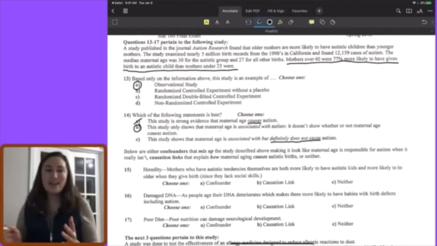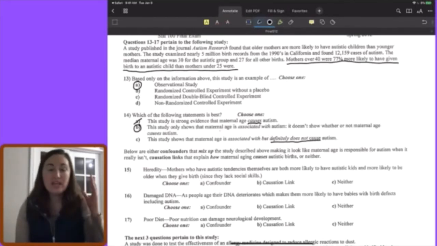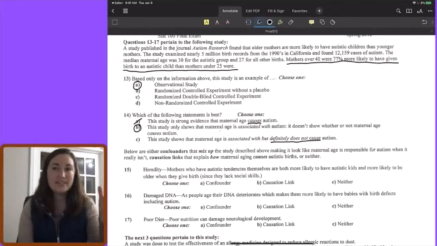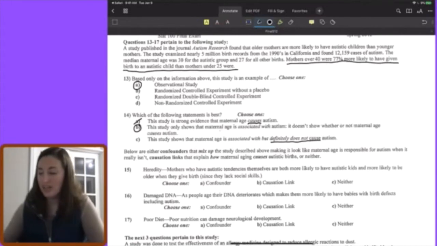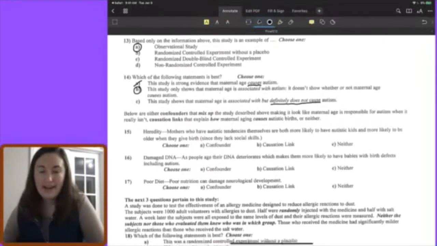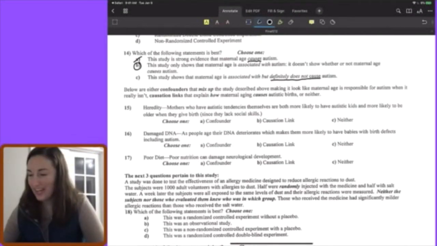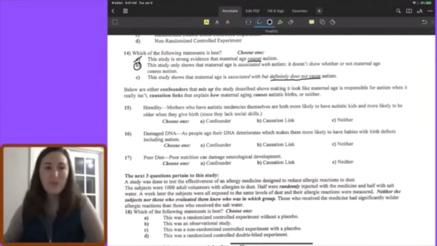But with this chapter on experimental design, remember the randomized controlled experiments are best. And if we have a randomized controlled experiment, we can look at the outcome and say, all right, there were no confounders in this study. As long as it was done properly, the conclusion is probably going to be correct. What else do we have here? These are the classic questions of identifying confounders and causal links or neither.